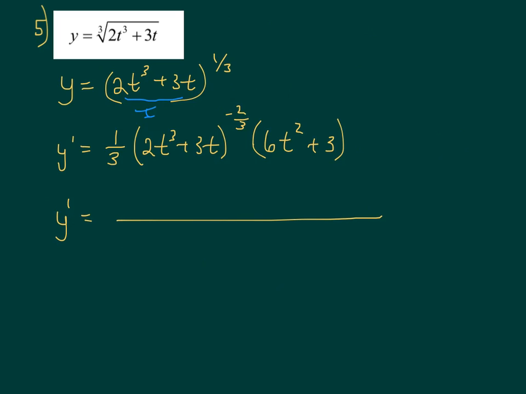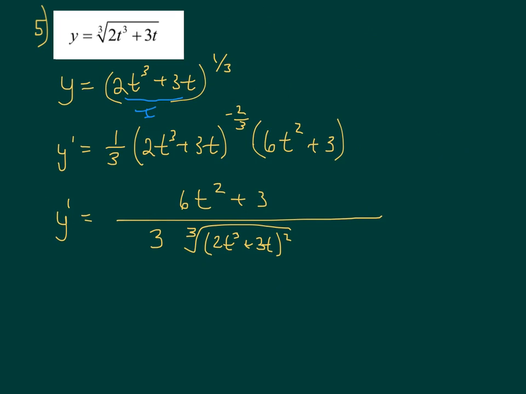I have negative exponents, so I know I'm going to have a fraction. Now this 1/3, go ahead and put that stuff where it belongs. I know that I'm going to have a 3 in the denominator. And now you're going to take that 2t cubed plus 3t, and it's to the negative 2/3, so it's going to go down. I'm going to rewrite this with a fractional exponent. This would be the 3rd root of 2t cubed plus 3t squared, so that's in the denominator. And then in the numerator, we have that 6t squared plus 3.